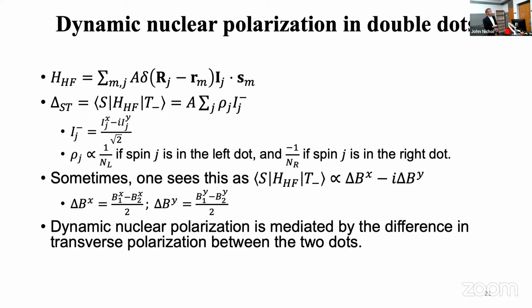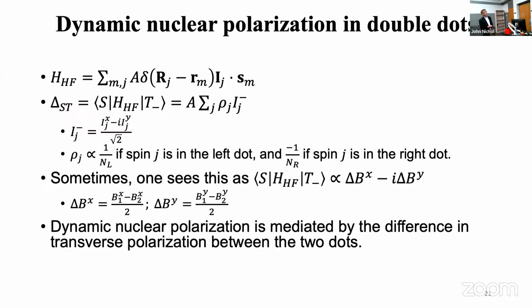Okay, so you can write down the hyperfine coupling Hamiltonian like this. Here's this I dot S. Here J indexes the nuclear spin, S indexes the electron spin. Here capital R is the location of the nuclear spin, lowercase r is the location of the electronic spin. This delta function here is the thing that will eventually give us the modulus of the wave function squared, which you remember before. You can then compute the matrix element of this Hamiltonian between the singlet S and the T-minus states.